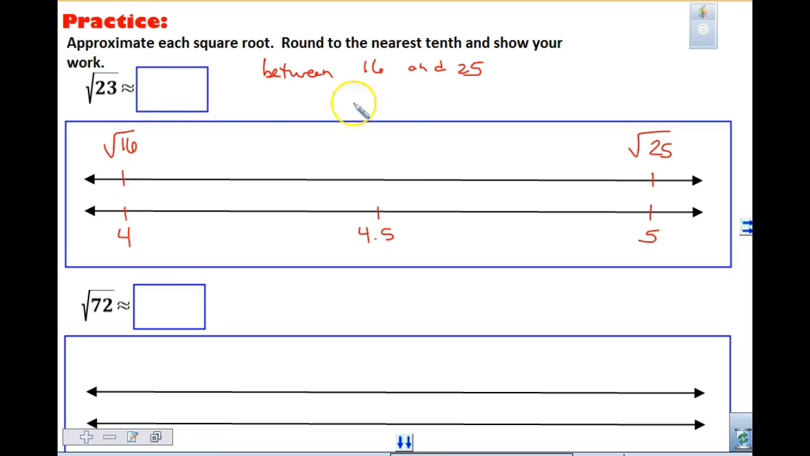We need to find halfway between 16 and 25. You're finding the average, right? 16 plus 25 gives us 41. Divided by 2 gives us 20.5.